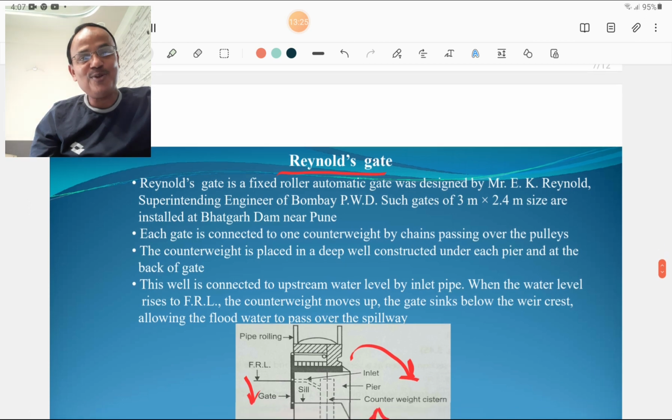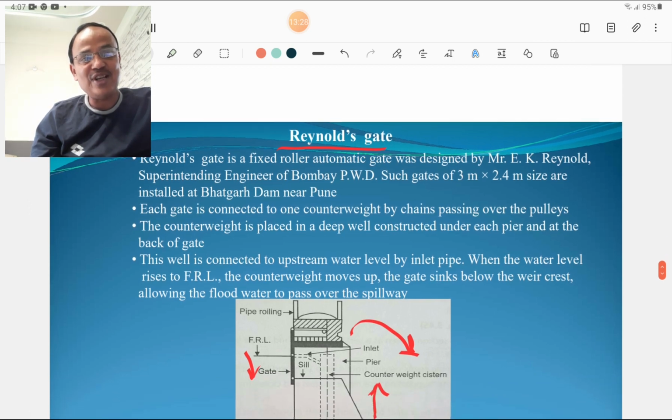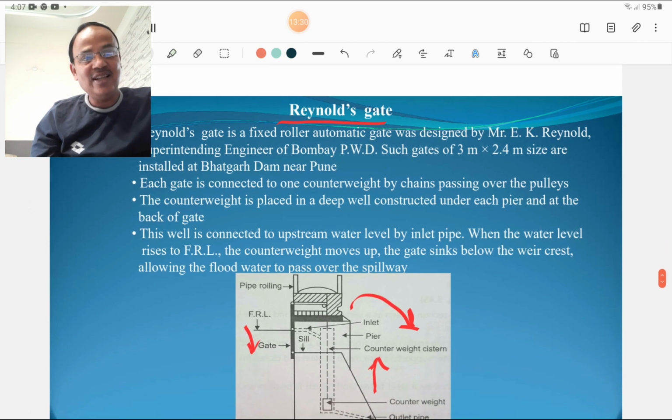Then we are going to discuss the automatic gates. The first automatic gate is the Reynolds gate, and the Reynolds gate is a fixed roller type of automatic gate. It was designed by Mr. E.K. Reynolds, who was superintending engineer of the Bombay PWD. The size of that gate is 3 meter by 2.4 meter and it is installed at Bhatgarh Dam near Pune.